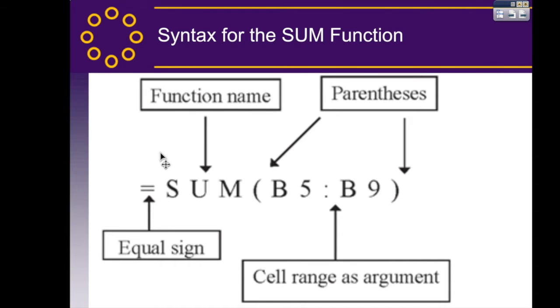So equal sign first to tell it you're doing a formula, then the name of whatever function you want to do. Then inside the parentheses, you're going to put a range. This range is B5 to B9. So all the numbers from B5 down to B9, so B6, B7, and B8, those are all going to get summed up. And that's how these work.